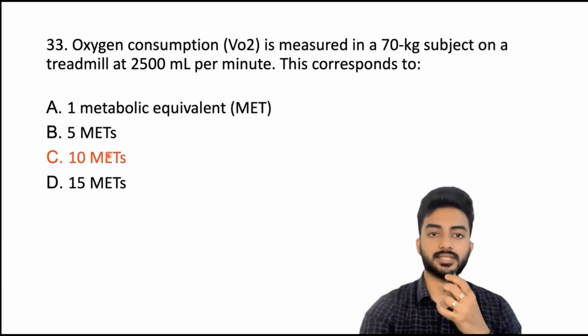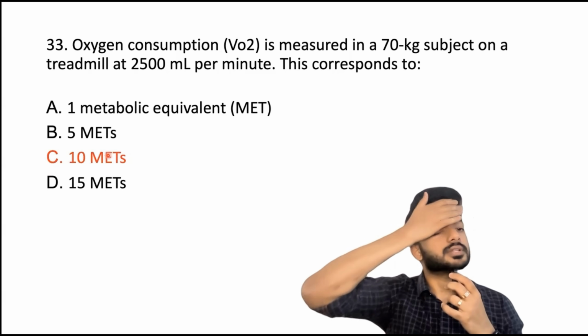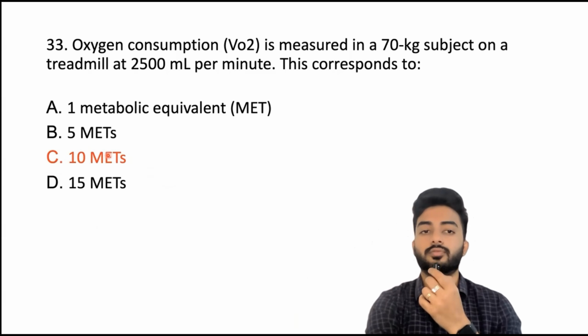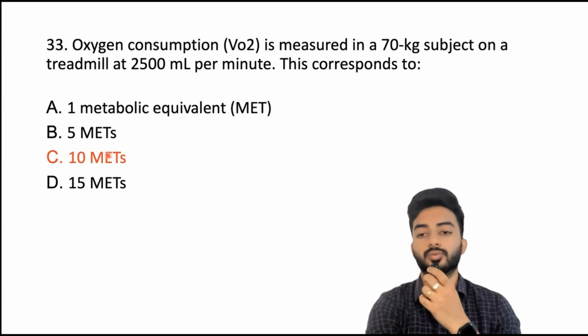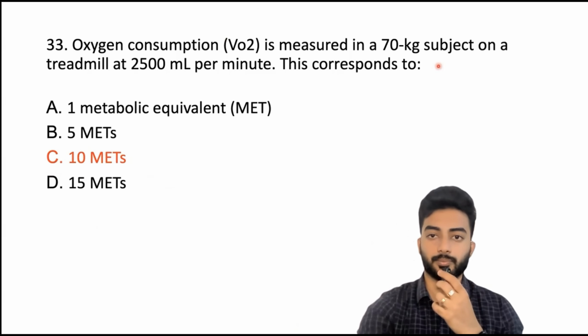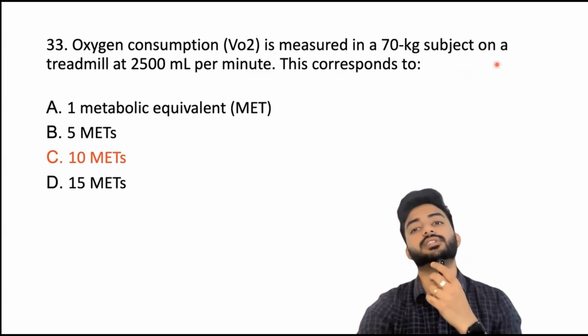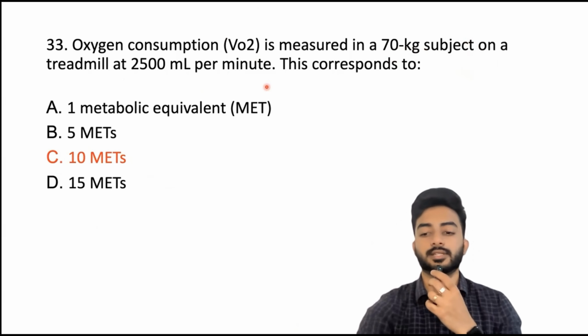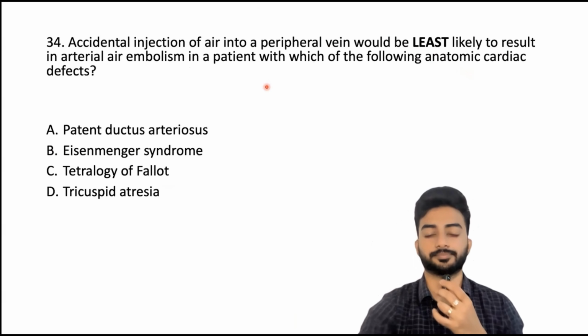That is option C. So they can ask any question, like they can ask true or false question about mets. They can ask like 1 met is equivalent to 3.5 ml per kg per minute, or they can give a problem like this, like 70 kg subject on a treadmill at 2500 ml per minute, or any other question like this. You should be ready to answer these kind of questions.